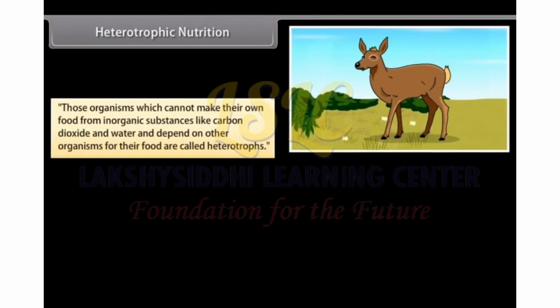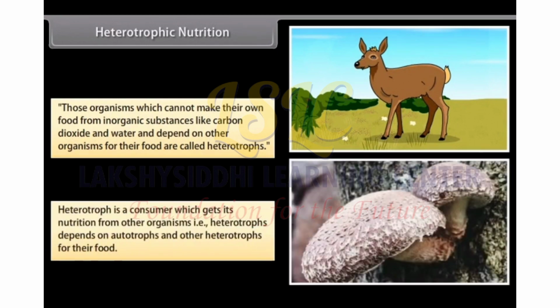Those organisms which cannot make their own food from inorganic substances like carbon dioxide and water and depend on other organisms for their food are called heterotrophs. A heterotroph is a consumer which gets its nutrition from other organisms. That is, heterotrophs depend on autotrophs and other heterotrophs for their food.